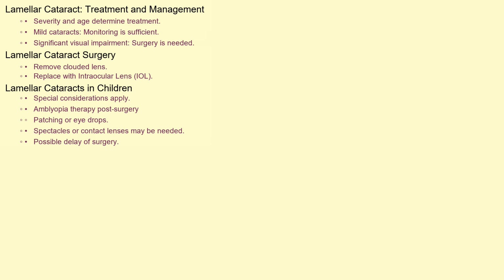In children, special considerations apply, including the need for amblyopia therapy, such as patching or eye drops after surgery, to ensure proper visual development. Spectacles or contact lenses may also be necessary to correct any residual refractive error. In some cases, delaying surgery until the child is older may be considered to allow for more predictable refractive outcomes.